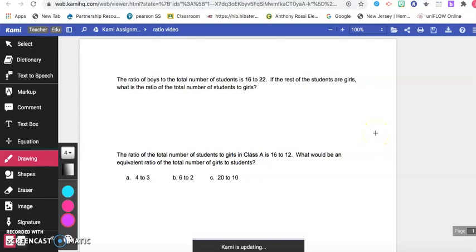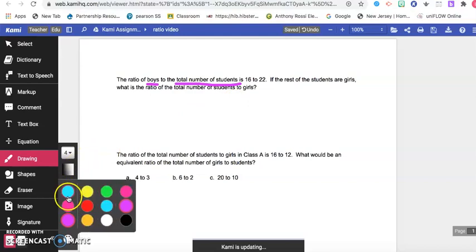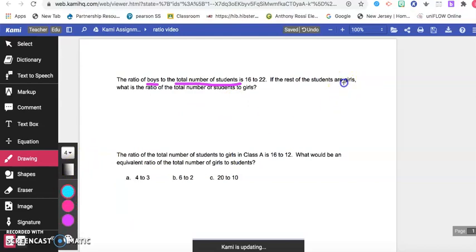So the first one says the ratio of boys to the total number of students. Let me underline some of this. Boys to the total number of students is 16 to 22. The rest of the students are girls. What is the ratio of the total number of students to girls?